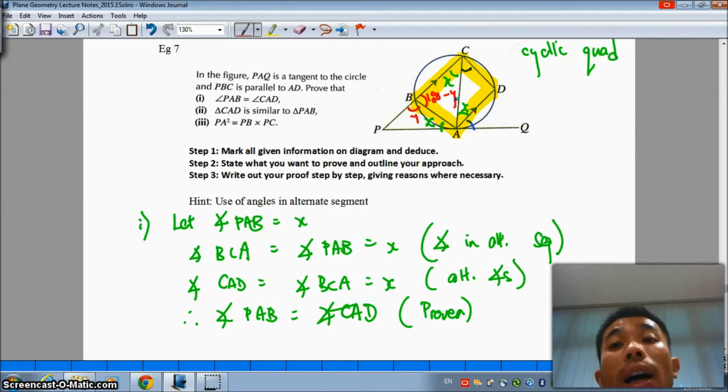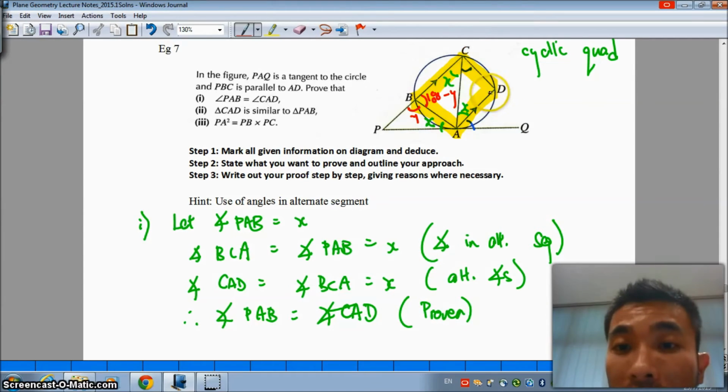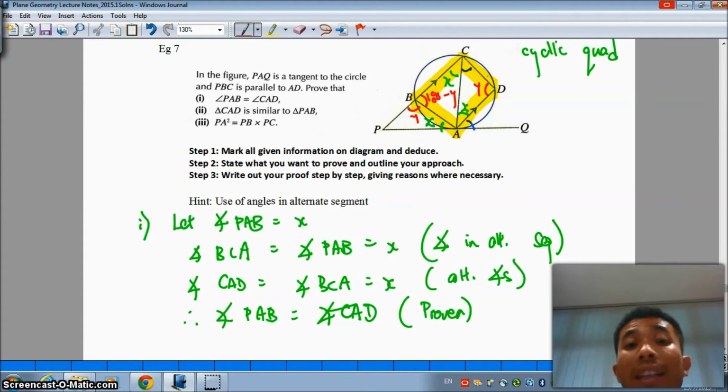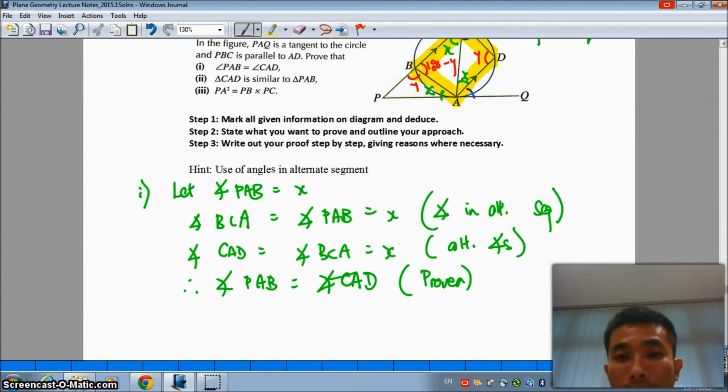And by the use of the opposite angles in the cyclic chord, I'll tell you that angle CDA will be equal to Y. And we have two angles that are the same in the two respective triangles, and we are more or less done. So now, let us pen this in our working.